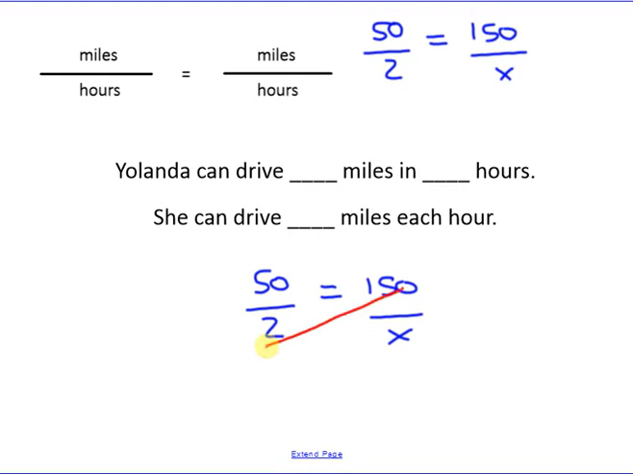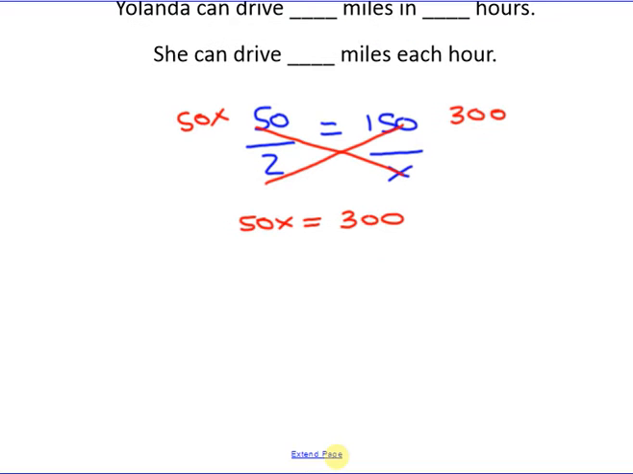So 2 times 150 is 300, and then x times 50 is 50x. So I have 50x equals 300. Okay, now I need to box the variable, divide by 50, divide by 50. These cancel, x equals 6.